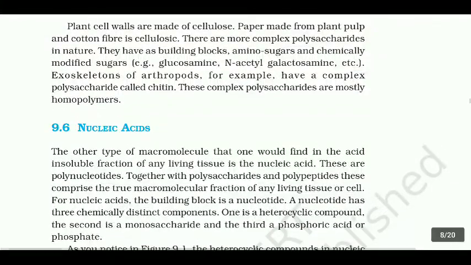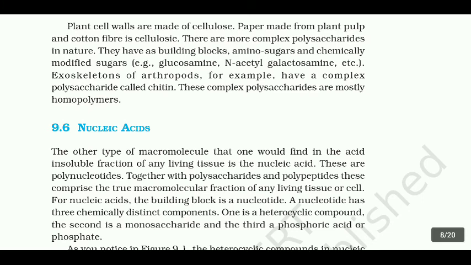Plant cell walls are made of cellulose. Paper made from plant pulp and cotton fiber is cellulosic. There are more complex polysaccharides in nature. They have as building blocks amino sugars and chemically modified sugars, for example glucosamine and N-acetylgalactosamine. The exoskeleton of arthropods, for example, has a complex polysaccharide called chitin. These complex polysaccharides are mostly homopolymers.